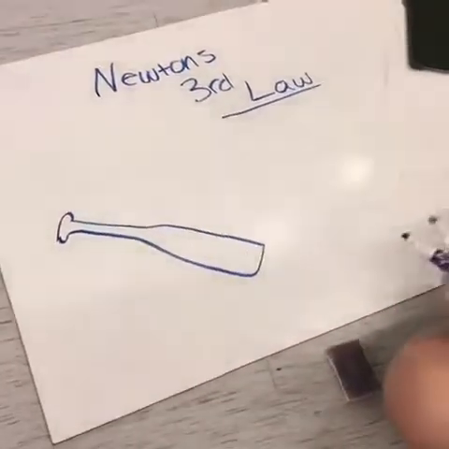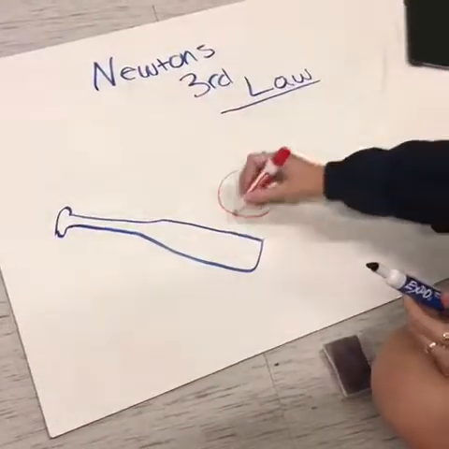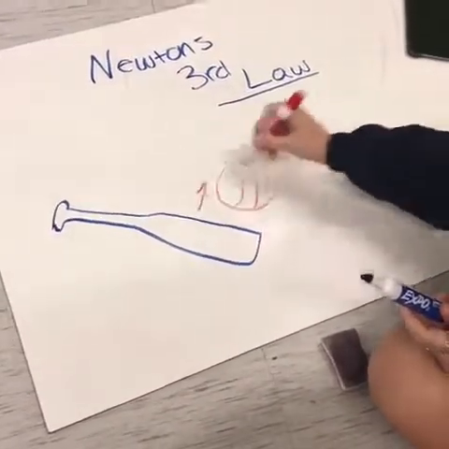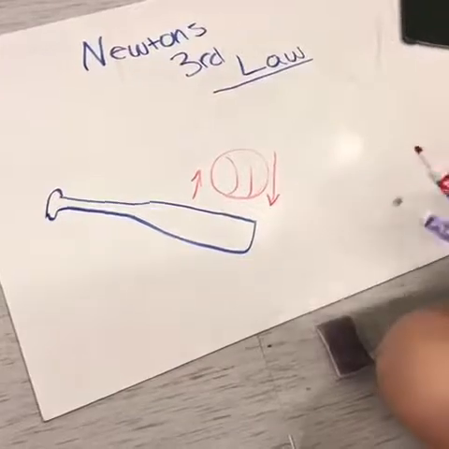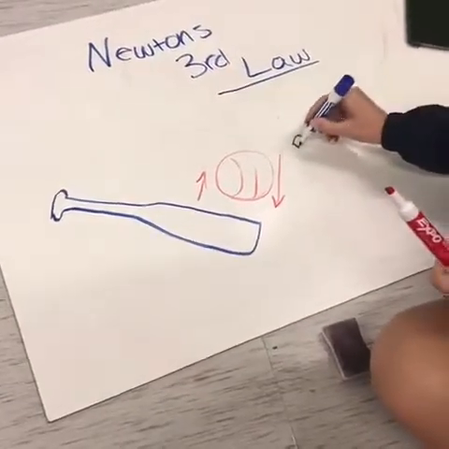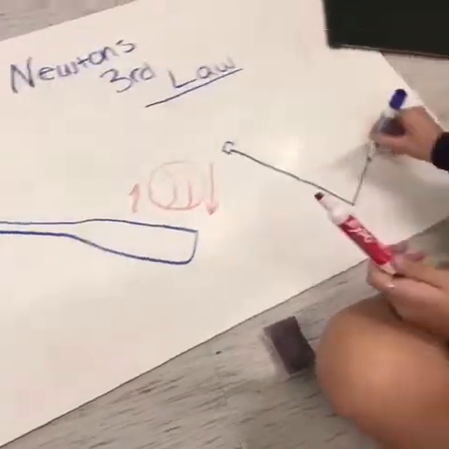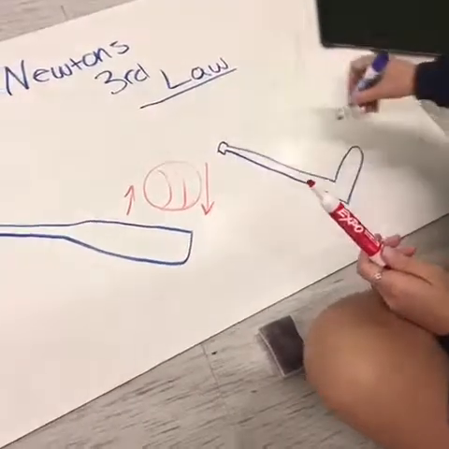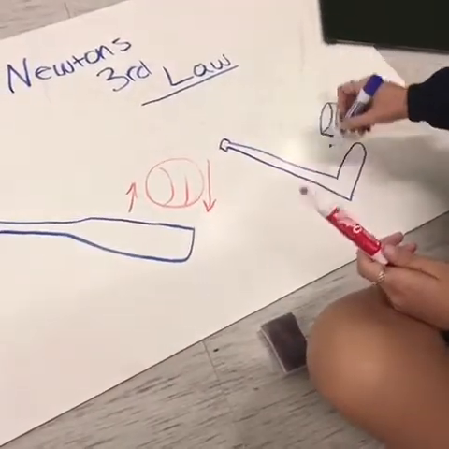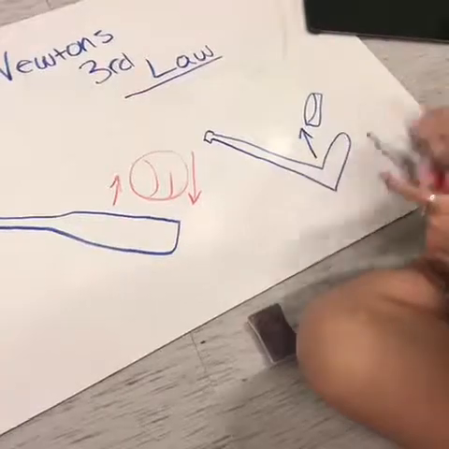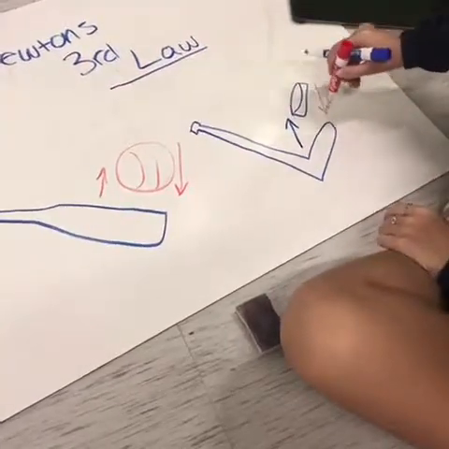Our first example shows a baseball bat hitting a ball. The action is the bat pushing the ball, and the reaction is the ball pushing back on the bat. In our second example, we have a hockey stick hitting a puck. The action is the hockey stick pushing the puck, and the reaction is the puck pushing back on the hockey stick.